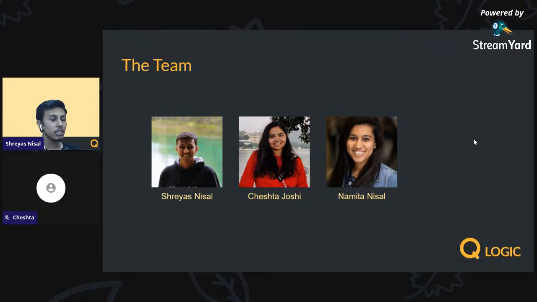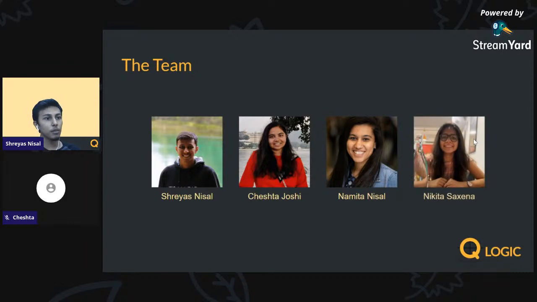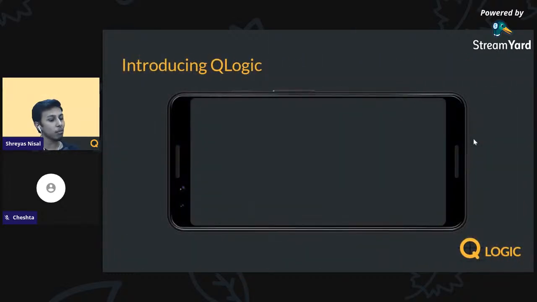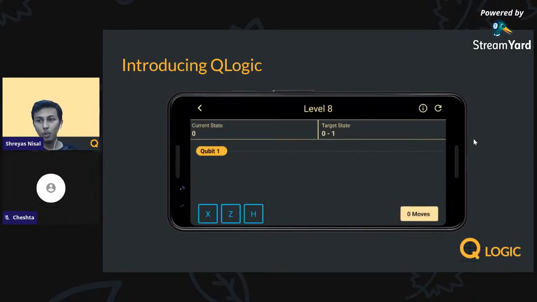Cheshta is our physics person, and next we approached Namita, who is a user experience designer. As far as QLogic is concerned, Namita is the one who makes the entire look and feel of the game, how the screens look. So if you like the look and feel of the game, Namita is the person who is responsible for that. And soon after, we were also joined by Nikita, who is another computer science and physics major in India. So the four of us together came up with QLogic, which is the game that we have developed. It's available on the Play Store.